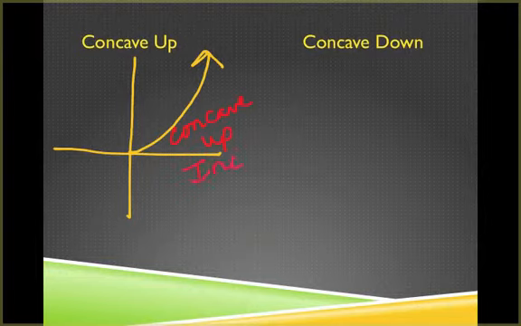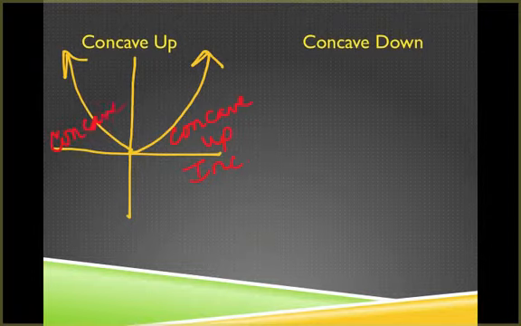If our graph was on the other side, it would be concave up and it would be decreasing. Even though when I drew it, it looked like it was increasing, we're moving from left to right, and as you move from left to right, that graph is decreasing.